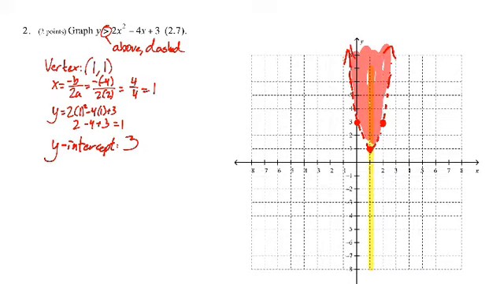Now if you want to go through and test out a point, we can test out a point, say, like right here. That's a point that would work in there. Go through, plug in y equals 4, x equals 1. It'll all work out.